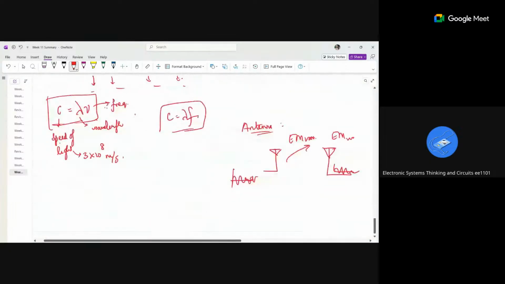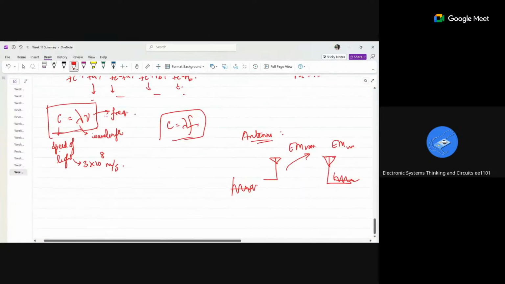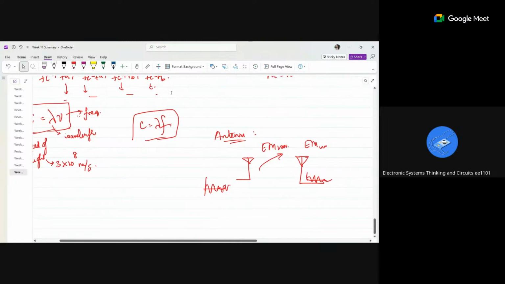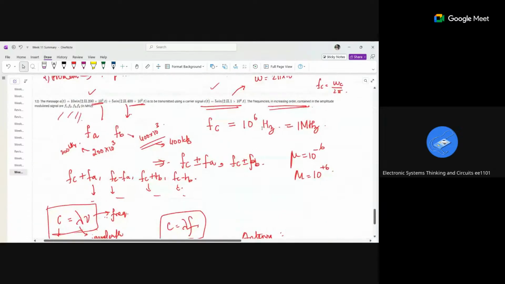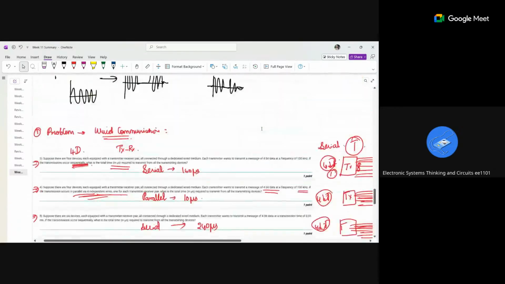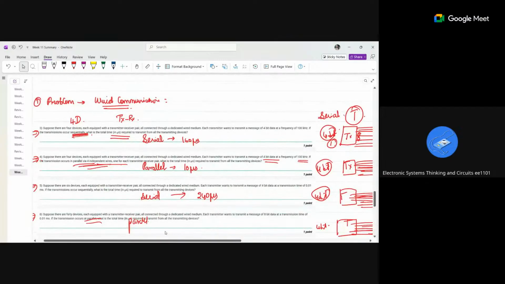Then there is this formula, C is equal to lambda f. Then you will also understand what the antenna is actually doing. It is just transmitting the electrical signal into electromagnetic radiation. Any doubt? And I suggest you go through the practice assignment. There are around 24 questions here. If you solve this, you will get an idea of how you can expect questions from this week.